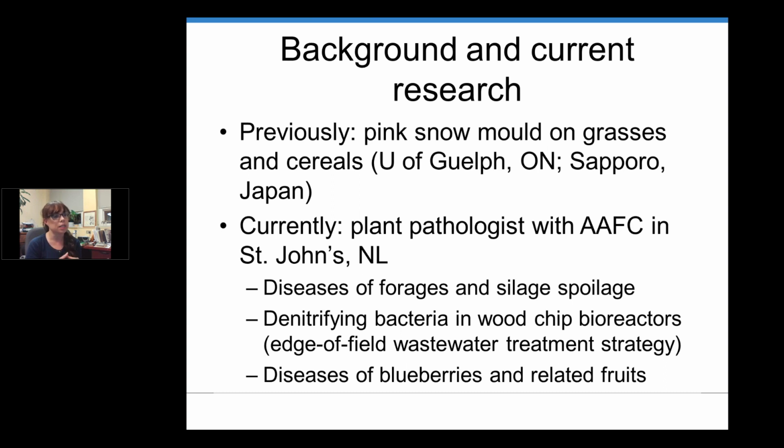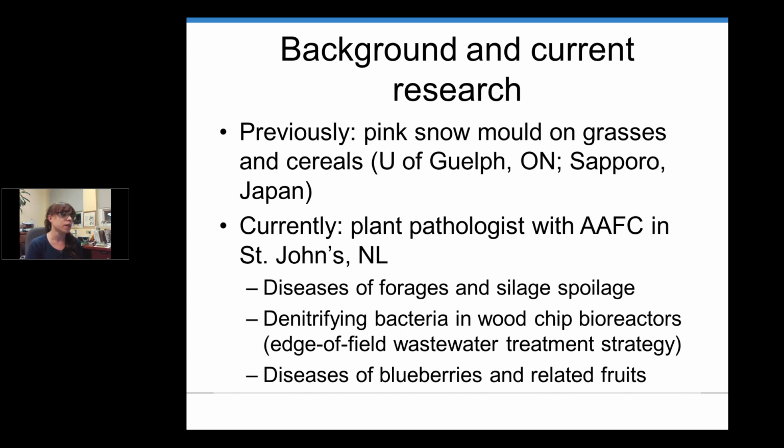And so if you're not familiar with the concept of bioreactors, they're an edge of field wastewater treatment strategy. So essentially a bed of wood chips that's at the edge of your field, drainage water would pass through it, and those nitrates that would be environmental contaminants are removed by bacteria that naturally inhabit those wood chips. And so we want to know who is living in the bioreactor and how can we enhance their growth so that we end up with a more effective system.